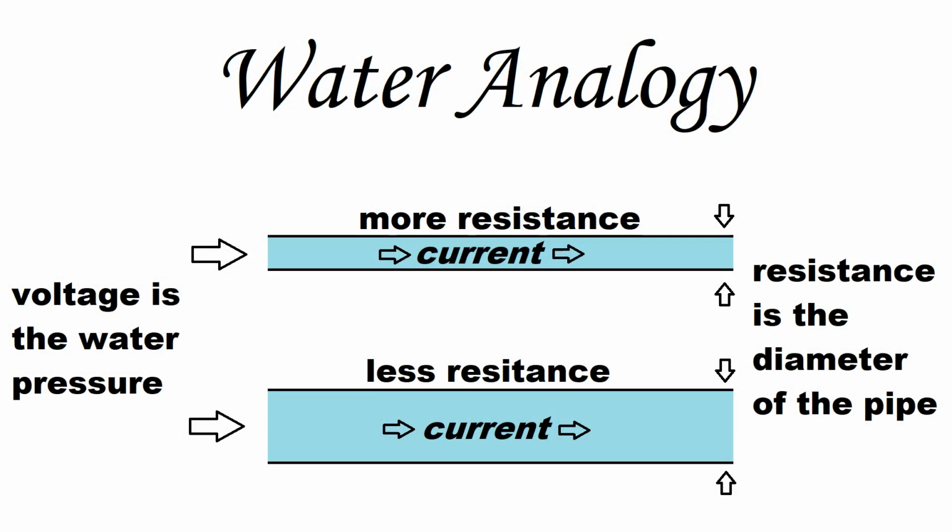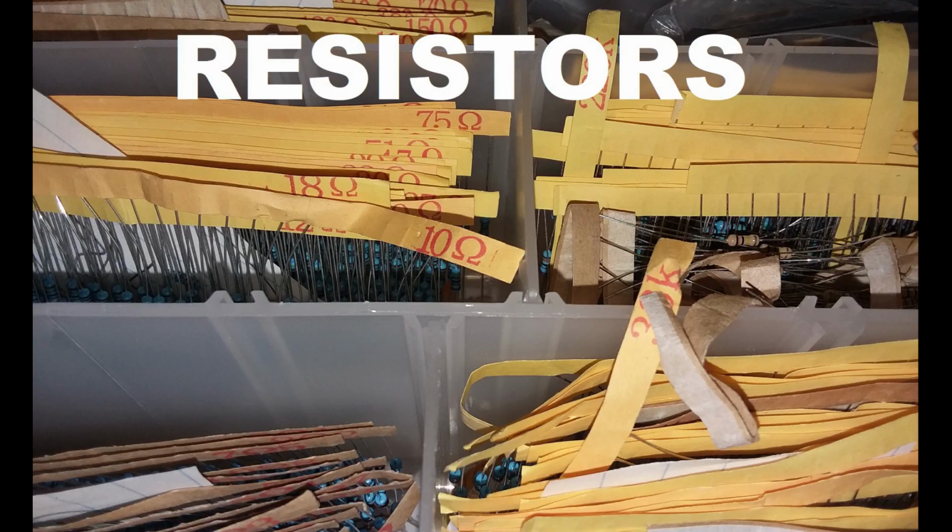Water is always a good analogy when talking about electricity. You could imagine that voltage is water pressure, and that current is the amount of water flowing through a hose. You could also imagine that resistance is the diameter of the hose. A smaller diameter hose would be more resistance, and a larger diameter hose would be less resistance. It takes more water pressure, or voltage, to push the same amount of water, or current, through a smaller hose, or more resistance. Now that we have a basic understanding of how resistance relates to voltage and current, we can begin to discuss how resistors are used.